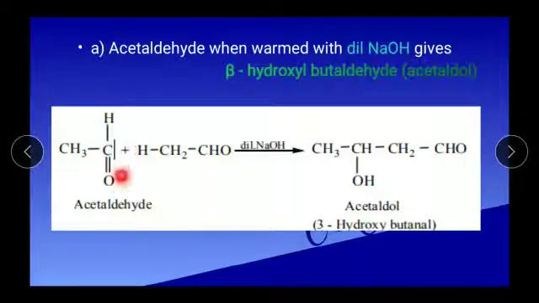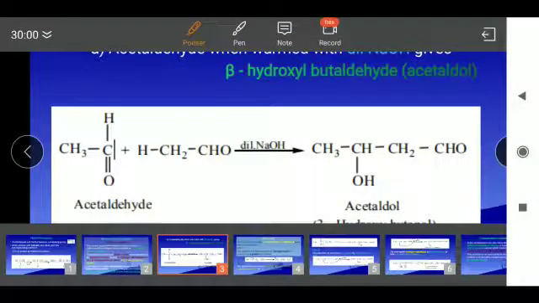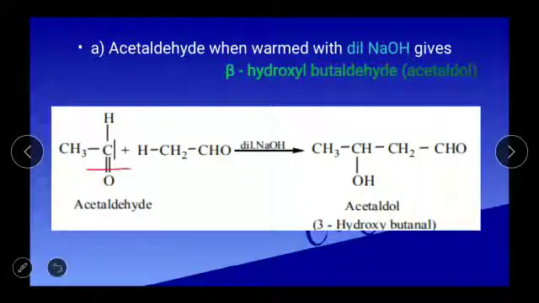CH3CHO: two acetaldehyde molecules react with dilute sodium hydroxide. We are getting acetaldol. What happened here? In acetaldehyde, CH3CH=O, there is a cleavage of the double bond and this hydrogen is joined with O. So we are getting acetaldol.